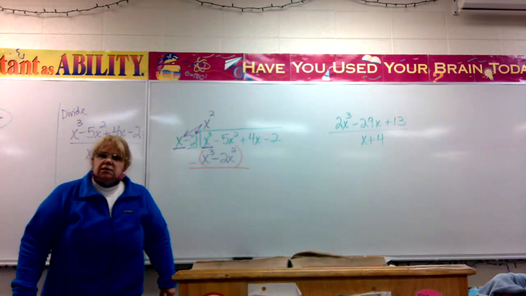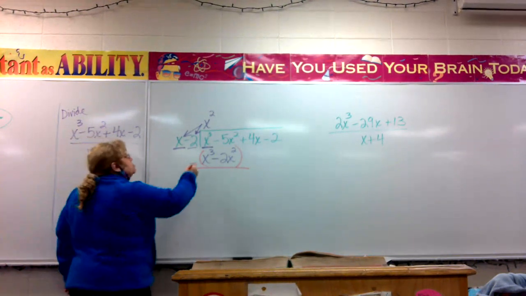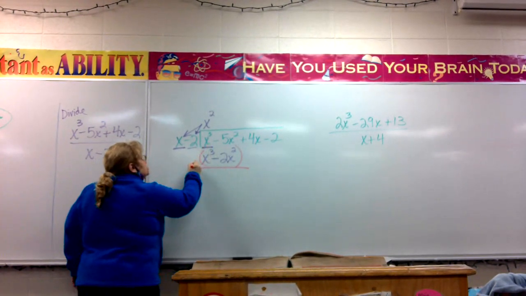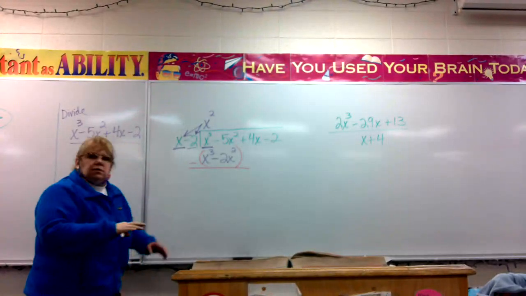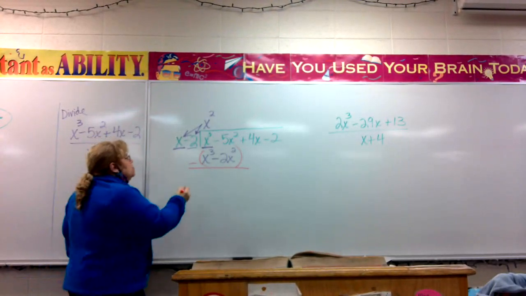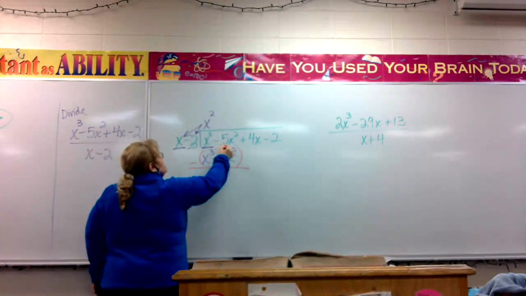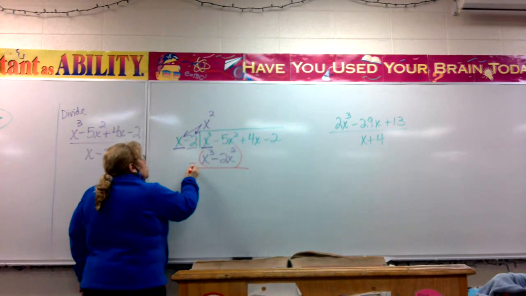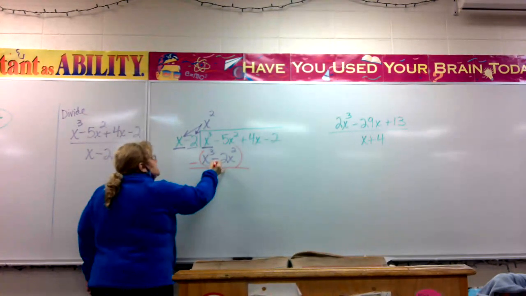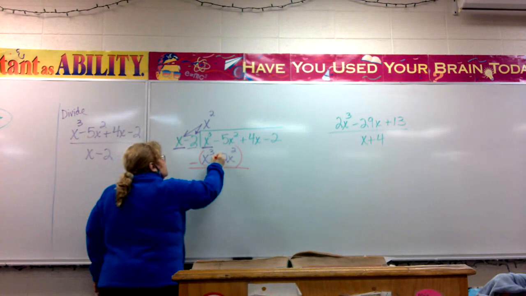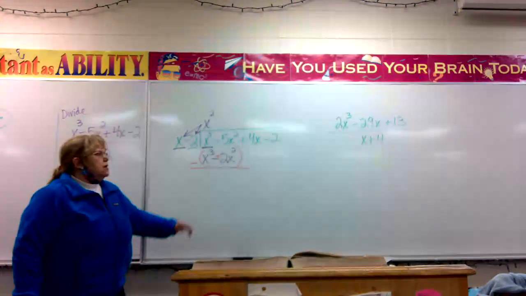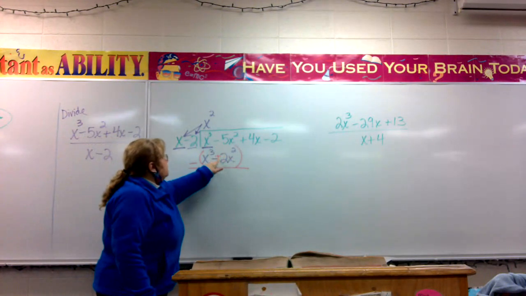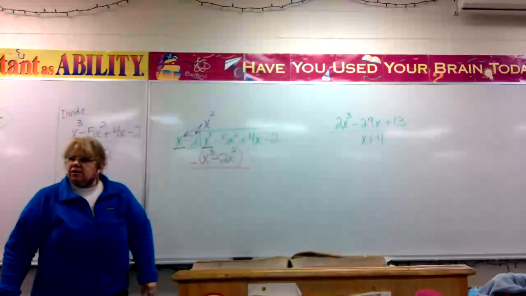So now we have to subtract. What is x to the third? Take away x to the third. Nothing. Drops out. But be careful here. I've got negative 5x squared, and I'm subtracting negative. That's like adding it. Negative 5x squared plus 2x squared.